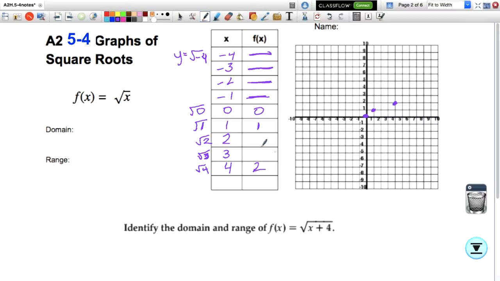Okay, and what we noticed is it's easiest to plug in perfect squares into our square root sign. So there's actually one more we could graph here nicely. What other number could we have under here that's going to give us a nice number that we could graph? It's going to be 9, okay? So we could plug in 9 and get square root of 9 equals 3. I'm going to go over 9 and up 3.